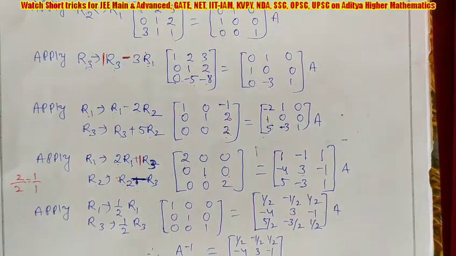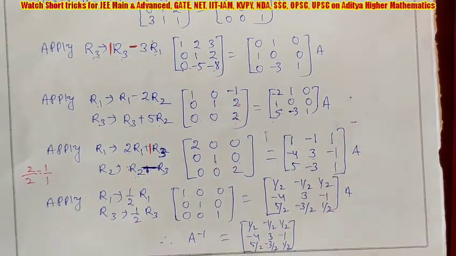But when you divide first to make 1, then obviously you will get fractions, and then you will face difficulty. So this is the easiest way to apply elementary row operations to find the inverse of a matrix. But in all textbooks you will find only that other method: first they are making 1, then they are making 0.